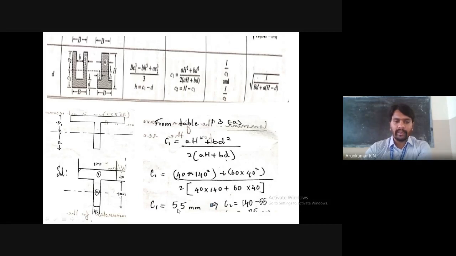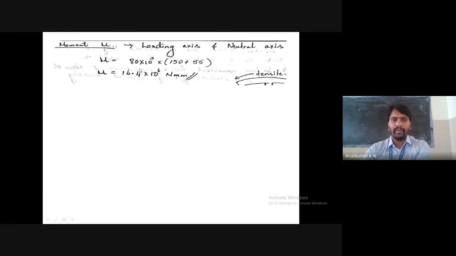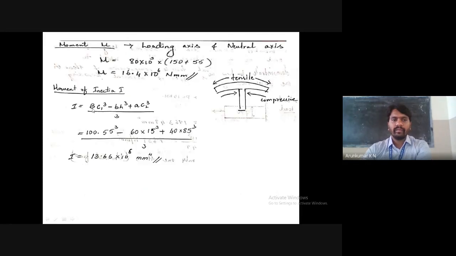And C1 is 55 mm. That is the distance of the neutral axis from the top fiber is 55 mm. And the distance C2 from the bottom fiber is overall depth 140 minus 55, here it is 85 mm. So we got C1 and C2. Next we need to calculate the I value, which is given by (BC1 cube minus BH cube plus AC2 cube) by 3. Substitute all the values and you will get the I value. The unit of I is millimeter to the power of 4.